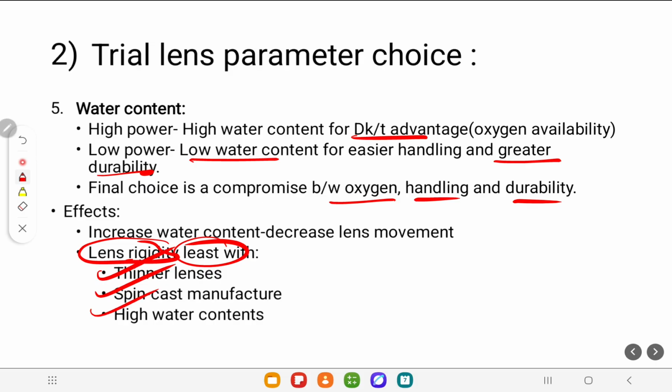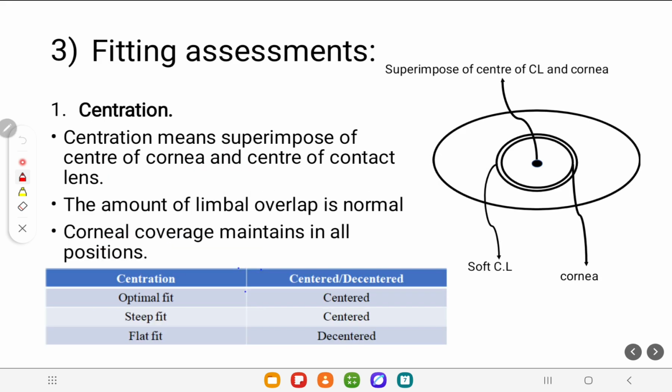So the higher the water content, the lesser the rigidity of the contact lens. It means the more malleable that material is. Okay, let's move further. So now we are moving into the fitting assessment. First and foremost, the fitting assessment is centration. It's very important. So one is centration, another is coverage. Students always get confused on this particular point.